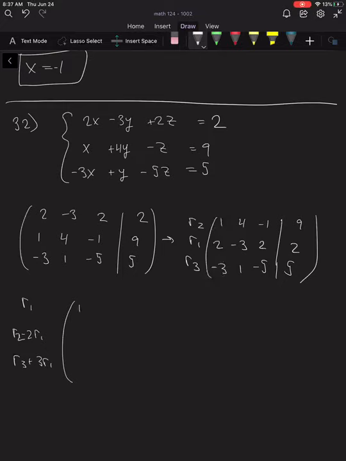So row 1 is the same, 1, 4, minus 1, 9. Now row 2 minus 2 row 1, so 2 minus 2 times 1 is 0. Minus 3 minus 8 is minus 11. 2 plus 2 is going to be 4, and then we'll have 2 minus 18, which is minus 16. Let's erase all the circles.